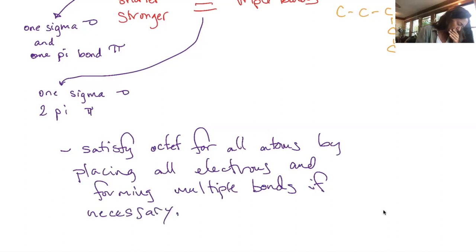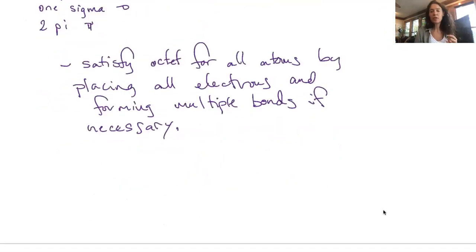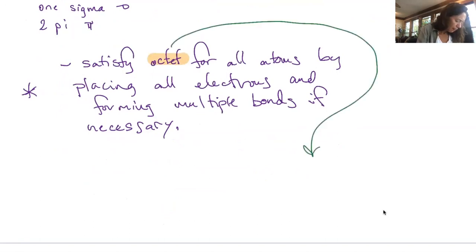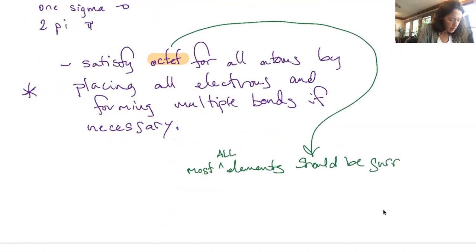Now, there are always exceptions. For example, here. So first of all, someone might be thinking, what does she mean by octet? Well, what Ms. Murphy means is that most all elements should be surrounded by 8 electrons. Octet means 8, okay?